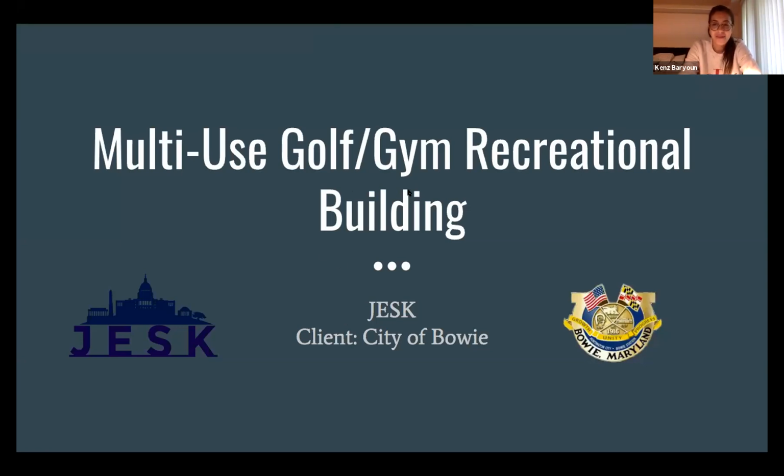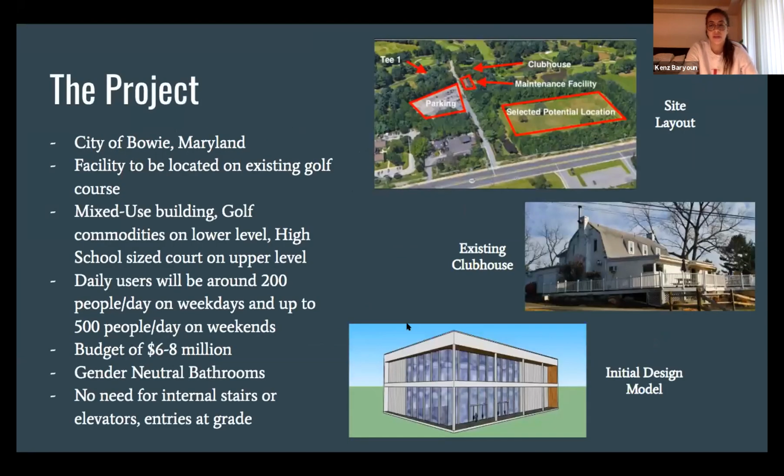Hi, everyone. We are presenting to you our multi-use golf and gym recreational building by Project Team Jesk. That's Janelle, Eric, Sean, and Ken's. Our client is the City of Bowie. The project is located in the City of Bowie, Maryland, on the existing Bowie Golf Course. The building design features a partially submerged foundation with the first floor made of concrete and a second floor made of prefabricated metal. A golf cart storage facility is located on the ground floor for easy access, and the gym amenities are located on the second floor of the building.